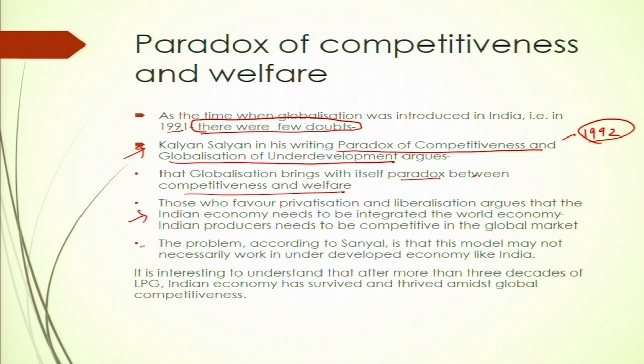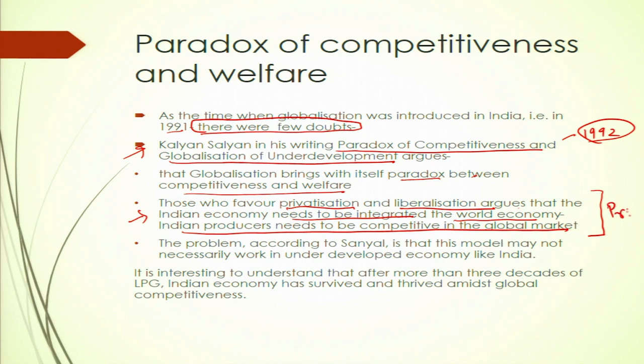He goes further to state that those who favor privatization and liberalization argue that the Indian economy needs to be integrated into the world economy, and Indian producers need to be competitive in the global market. This is a very standard argument by those who are pro-globalization: that India needs to privatize and liberalize its industrial production process. This production process in a liberalized, privatized manner will flourish because it will be in competition with companies from around the world producing in their respective countries. Because of competitiveness, the market will improve, the production processes will improve, the quality of production will improve, and prices will go down, and it will eventually benefit the consumers.